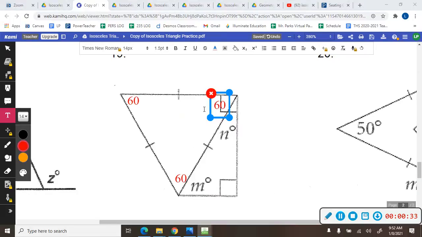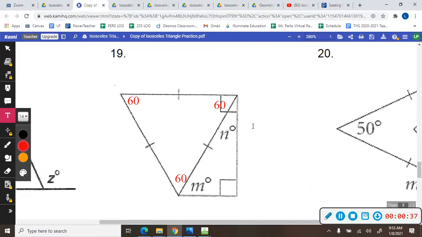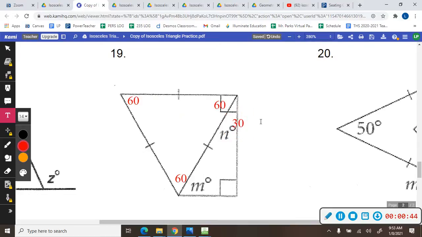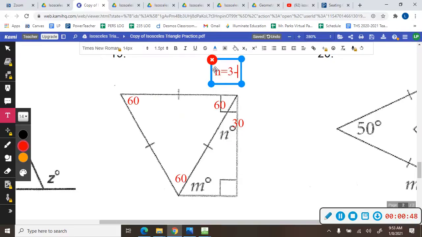From there, they put the square here to say the whole thing is 90. So if this part over here is 60, then that means the part over here would be 30. So then I could say that n equals 30.